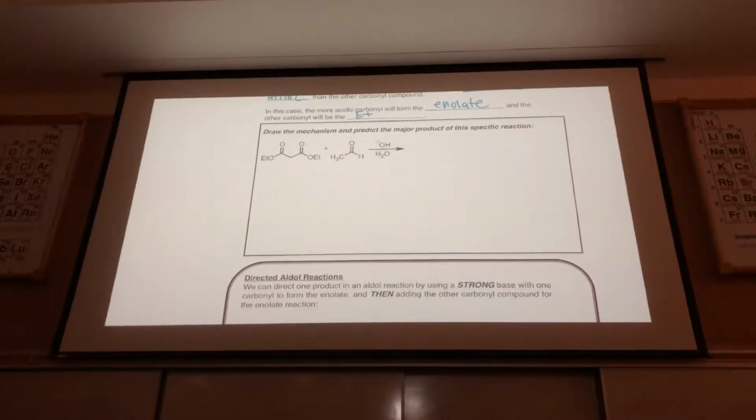ethanal, no alpha H here, but there's alpha H here. Then we have this diester, which has an alpha H there. So they both have alpha H's. Which alpha H is more appealing to the base? The diester, because it has the resonance stabilized conjugate base, right? Okay, so that's our enolate.